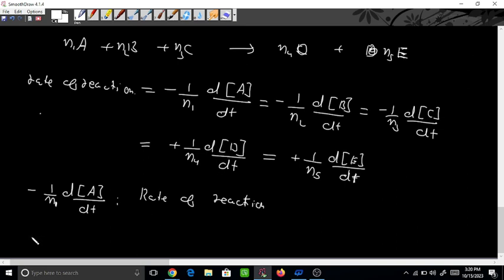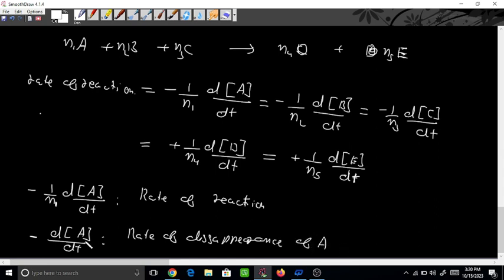Then I can also write excluding this coefficient. So I can write here d of A by dt. I have not included the coefficient. So this represents the change of concentration of A with time, not the coefficient. So I can write here the rate of disappearance or consumption of A. Can we write rate of disappearance of A? Yes, it is decreasing, so we write the rate of disappearance of A. So d of A by dt, don't include the coefficient. If you include the coefficient, that will become the rate of the reaction.